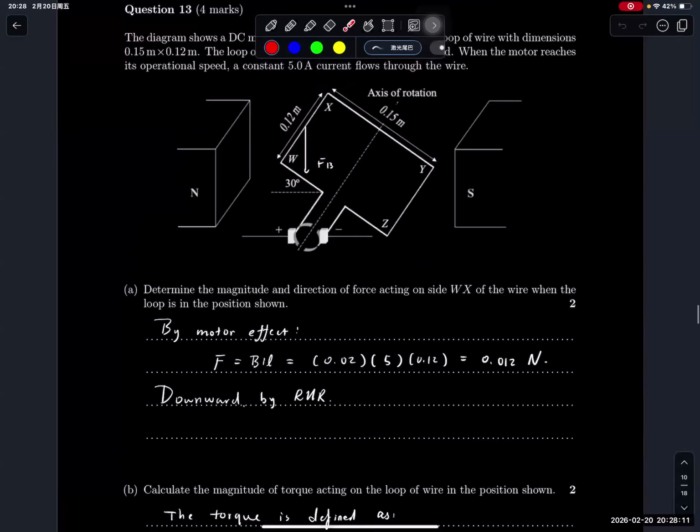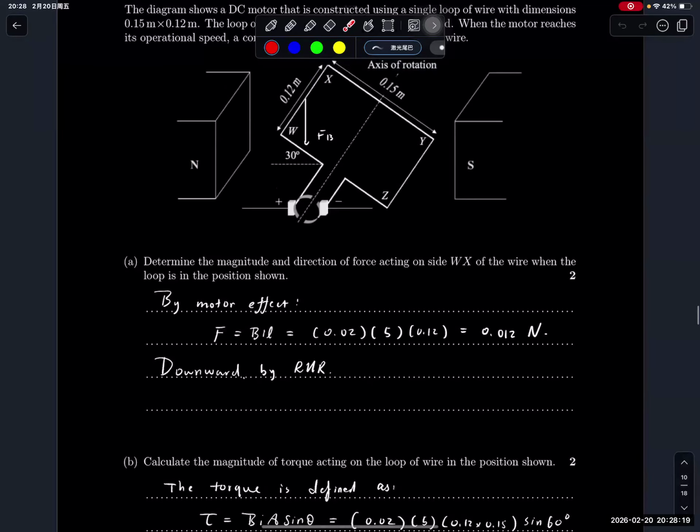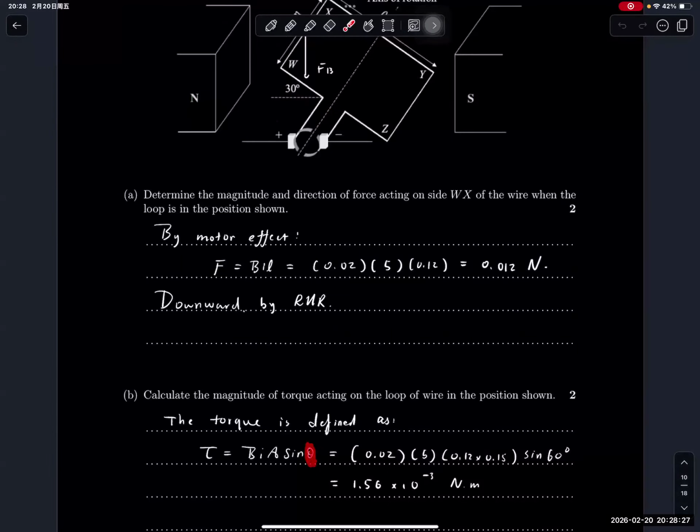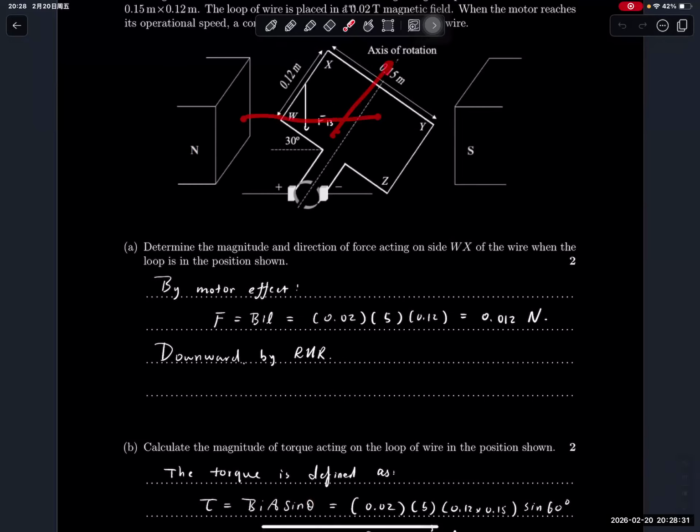And use your right hand rule to determine direction. And then question B, calculate the torque as well. Simply apply the equation. It's pretty easy. One thing to be aware of is that the angle given here is the angle between the field and the plane of the coil. But the angle theta in the equation represents the angle between the area vector of the coil and the field, which is 60 degrees in this scenario.